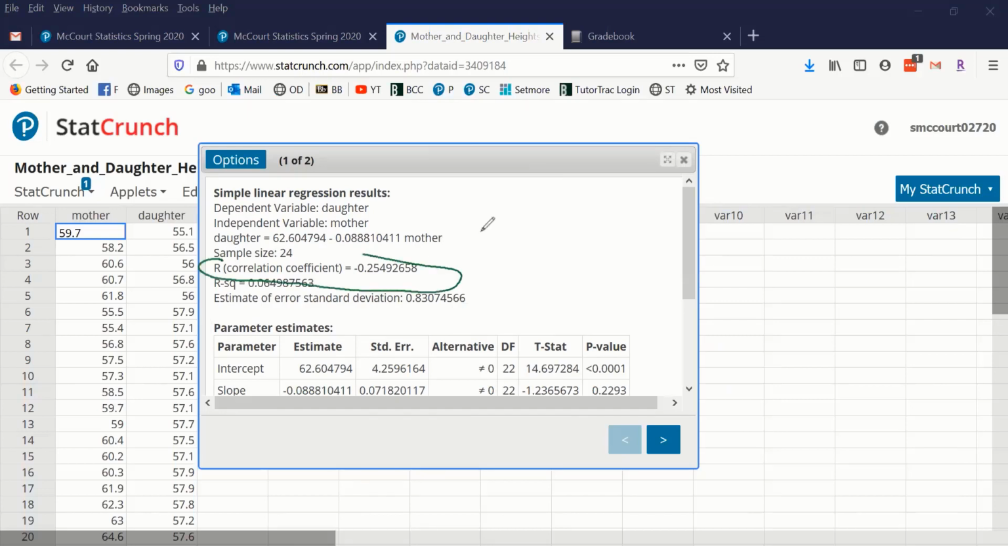In this case, we get R equals negative 0.255. Generally, you'll see this rounded to 3 decimal places. So it was negative 0.2549, so I'm going to round to 0.255. So that's quite a weak correlation coefficient because it's much closer to 0 than it is to negative 1. It's also a negative correlation coefficient, so we're talking about a picture of data going downhill like that.